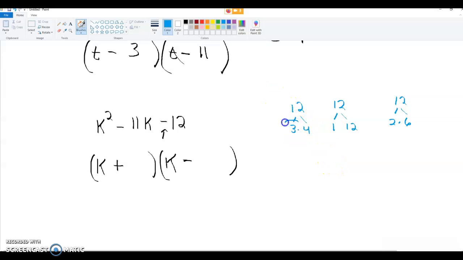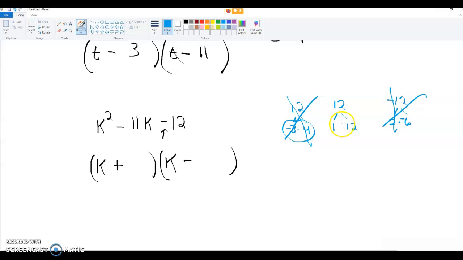If I add together a 3 and a 4, if one is negative and one is positive, it is not going to equal 11. If I had a negative 6 times 2, that gives me a negative 12, which I need to match this negative over here. But if I add together a negative 6 plus 2, that is not going to equal my negative 11.